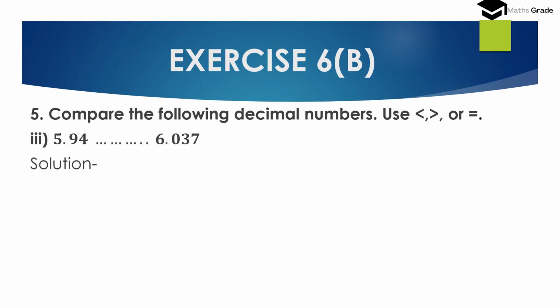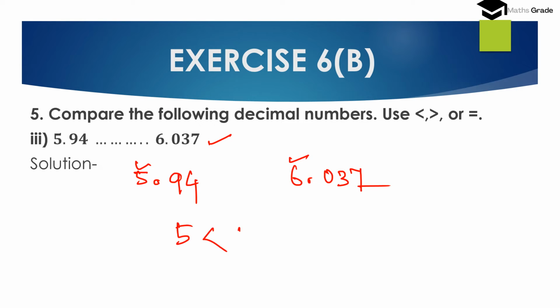Now the third part, 5.94 and 6.037. Here 5 is the whole number. Then after the decimal point it is 94, and here 6.037. Here 6 is the whole number. So 5 and here 6. 5 is less than 6, so we have to place the less than symbol. So 5.94 is less than 6.037.